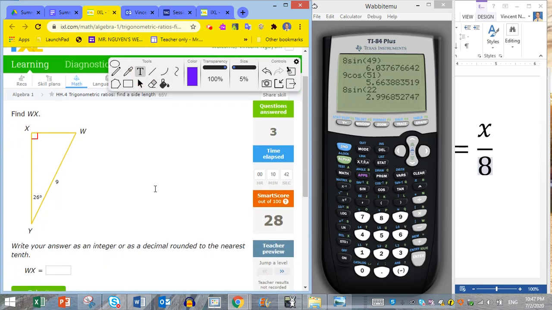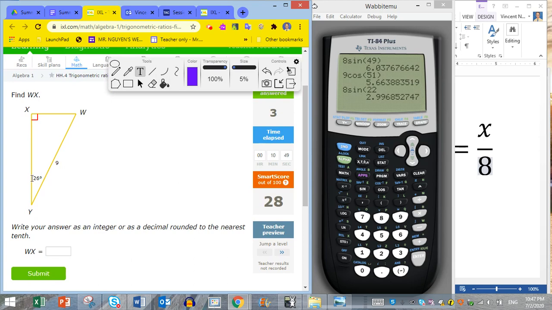All right. What we have here, WX is what we're looking for. We're looking for opposite again. Okay, this is starting to repeat. Again, we're going to be using sine, opposite over hypotenuse, again because we're looking for XY. So I'm going to jump level. Okay, I'm going to jump level really quick.